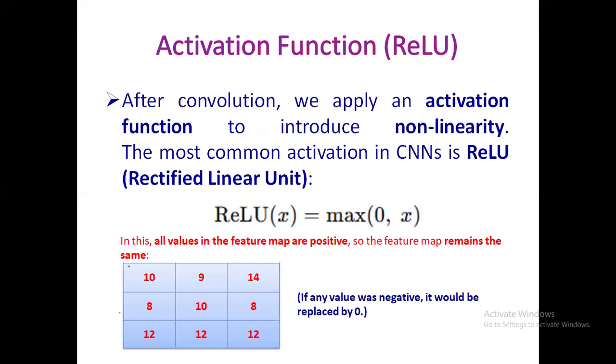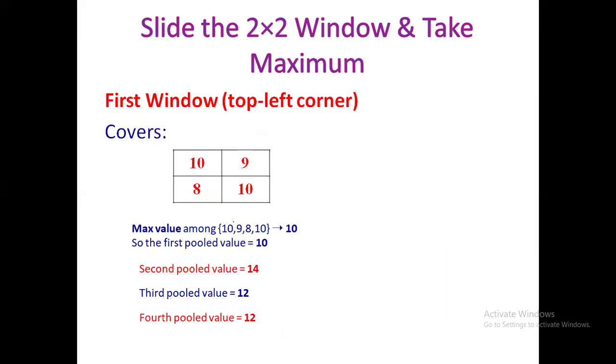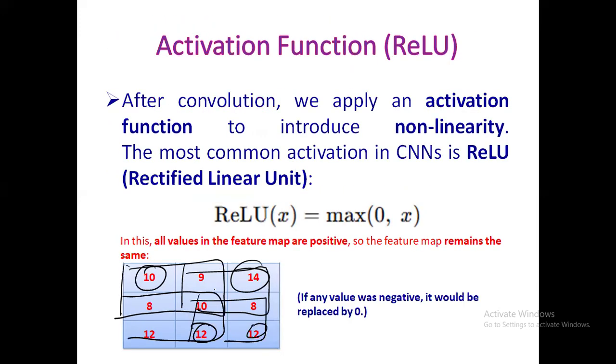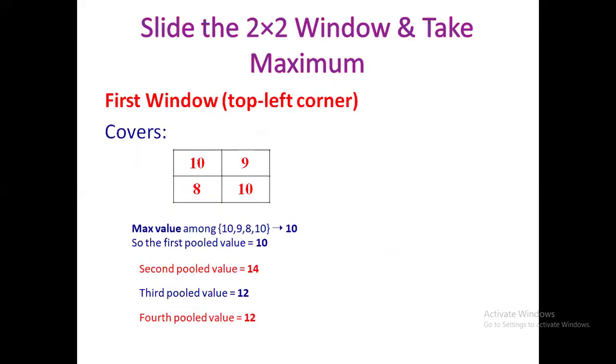So here, for the 2 cross 2 window, what is the maximum value? 10. And here, if you are taking this one, the value is 14. Similarly, if you are taking this, the value is 12. And in this case also the value is 12. So finally we got the value 10. So 10, 9, 8, 14 we have taken.